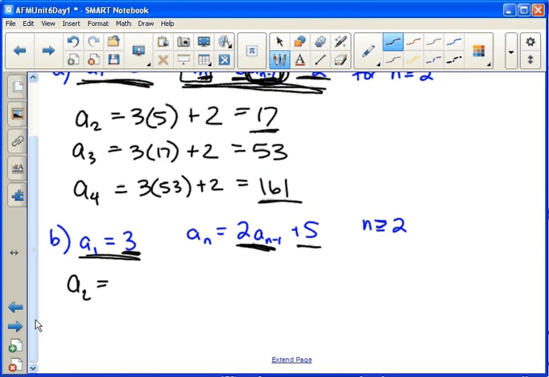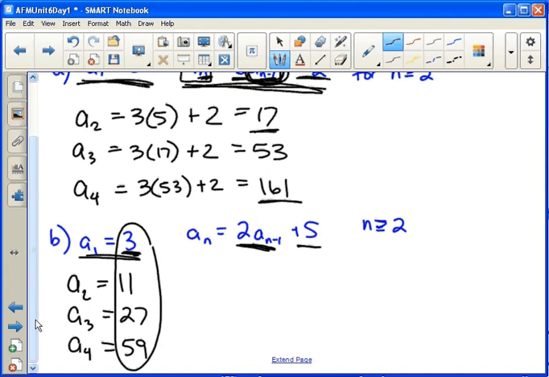That's 11. Okay, now I use my new number, 11, and I follow the same rule. Multiply it by 2. That gives me 22. Add 5. That gives me 27. Okay, now I take my new number, 27. I multiply it by 2. That's 54. Add 5, and that's 59. So these would be our answers. That'd be the first 4 terms of that recursive sequence.